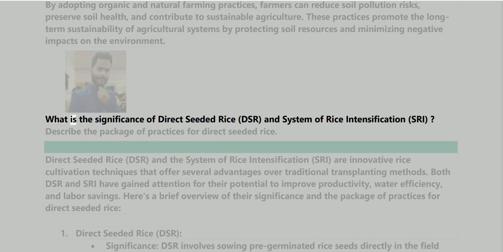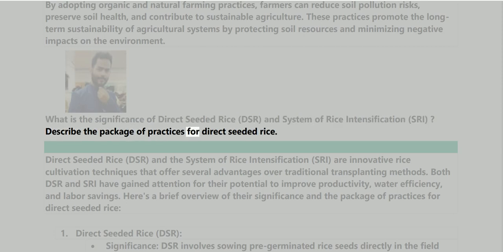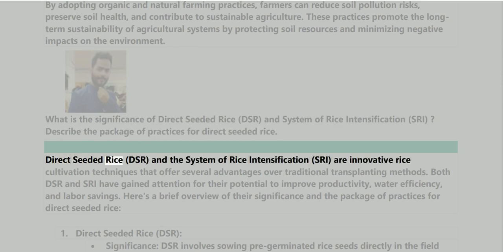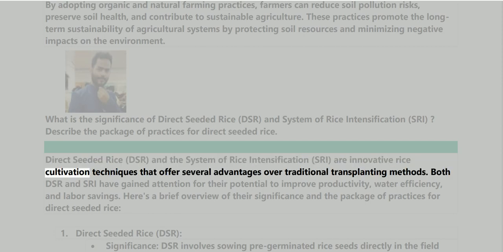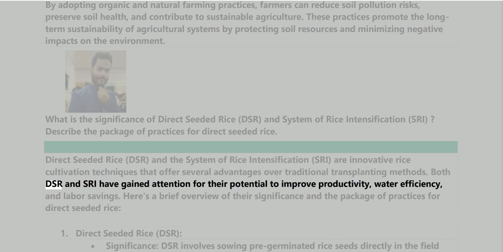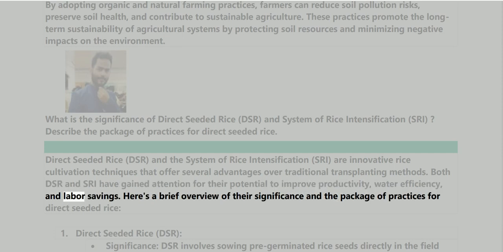environment. What is the significance of direct seeded rice, DSR, and system of rice intensification, SRI? Describe the package of practices for direct seeded rice. Direct seeded rice, DSR, and the system of rice intensification, SRI, are innovative rice cultivation techniques that offer several advantages over traditional transplanting methods. Both DSR and SRI have gained attention for their potential to improve productivity, water efficiency, and labor savings. Here is a brief overview of their significance and the package of practices for direct seeded rice.